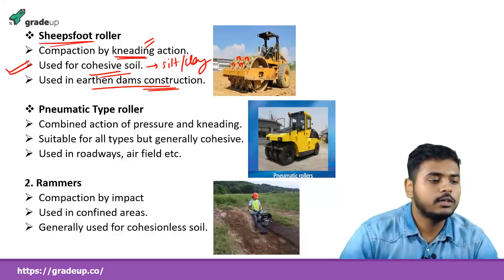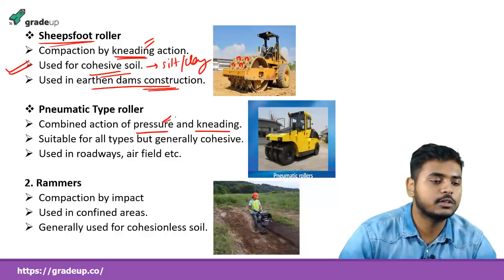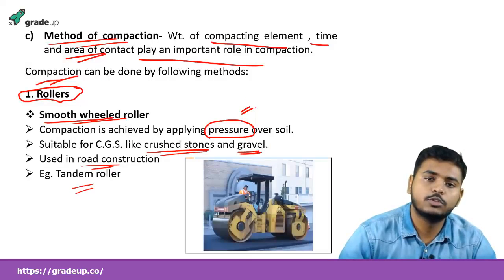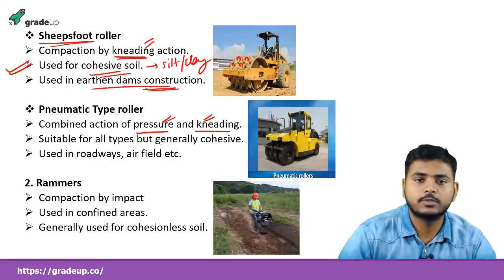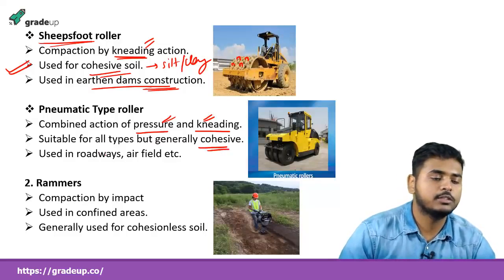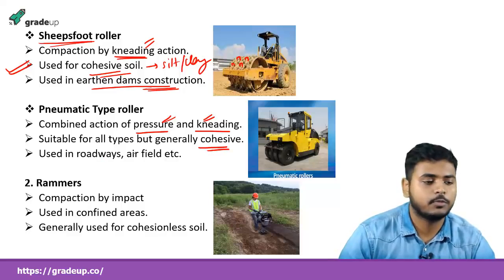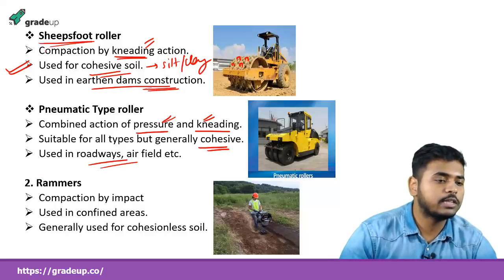Pneumatic type of roller: here both the action of pressure and kneading is used. It is a mixture of both the sheep's foot roller and the smooth wheel roller. It is suitable for all types of soil, but generally it is used for cohesive soil, that is clay. It is used in roadways and for making air strips, air fields. All these were the types of rollers.